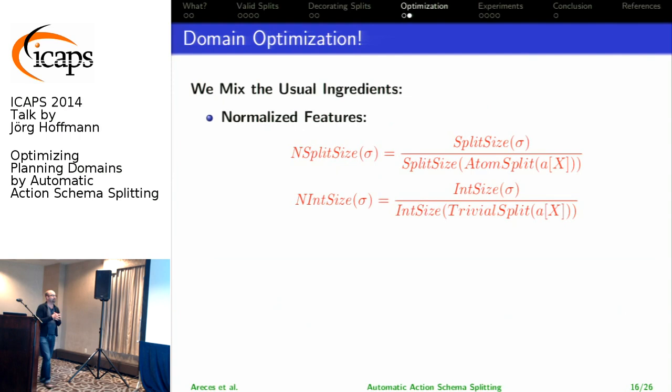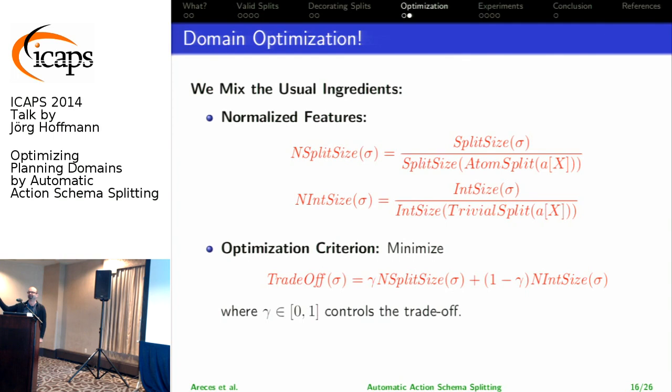And we solve it mixing the usual ingredients. Essentially, we want to have a trade-off between the two features. So first, we need to normalize them so we can compare them in a weighted sum, if that's what we want to be using, and that's what we did use for the moment. So this is just normalizing split and interface size against the respective maximum possible. And then somebody, like the user, gives us this parameter gamma, which tells us where you want the trade-off. Do you want a small split size, or do you want a small interface size? And then this here will be finally our optimization function. So this is what you want to minimize.